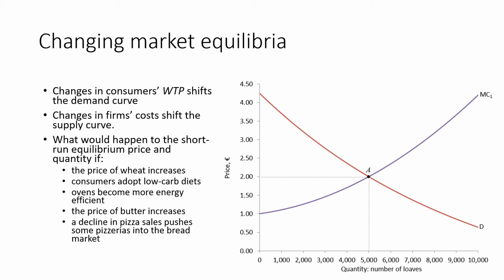What would happen if a decline in pizza sales pushes some pizzerias into the bread market? So you have an increase in the number of bakeries. And what would happen if unemployment falls? And for this last example, you need to go back to the logic from Unit 6. When unemployment falls, what's going to happen to the equilibrium wage, right? And given that, what's going to happen to the cost of producing bread?